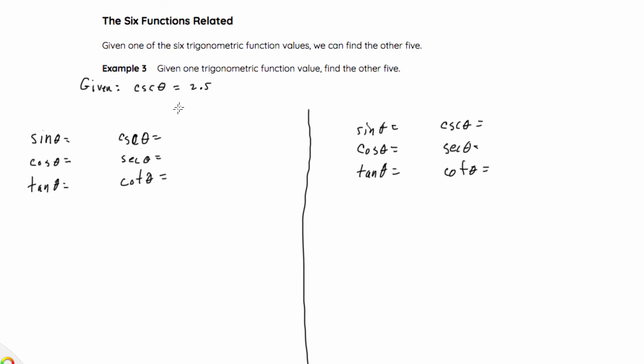Okay, so then you're looking at this going, well, the cosecant says 2.5. Well, we're not going to write that down. That's not our answer. So we have to change this to a fraction. A simple thing to do with any number to turn it into a fraction is to write it over 1.